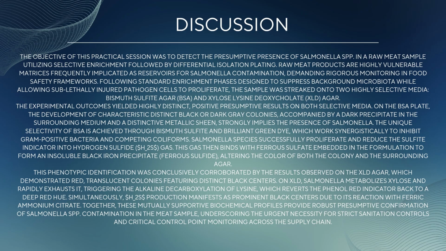The phenotypic identification was conclusively corroborated by the results observed on the XLD agar, which demonstrated red translucent colonies featuring distinct black centers. On XLD, Salmonella metabolized xylose and rapidly exhausted it, triggering the alkaline decarboxylation of lysine, which reverts the phenol red indicator back to a deep red hue. Simultaneously, hydrogen sulfide, H2S, production manifests as prominent black centers due to its reaction with the ferric ammonium citrate.